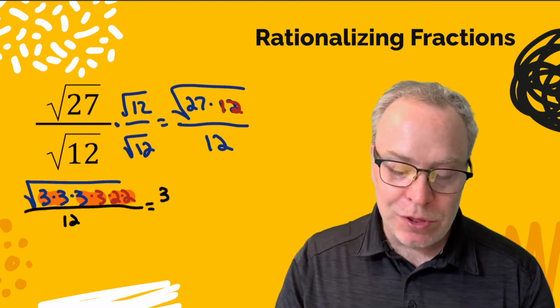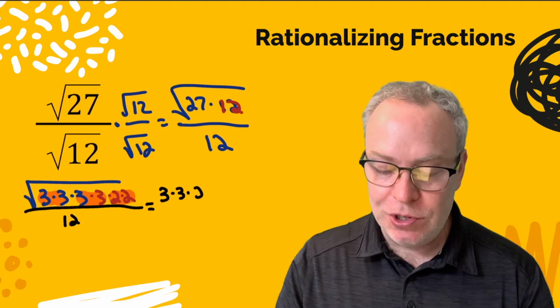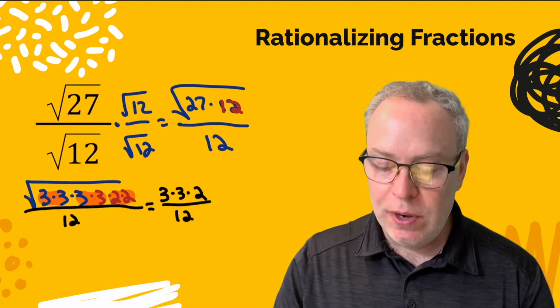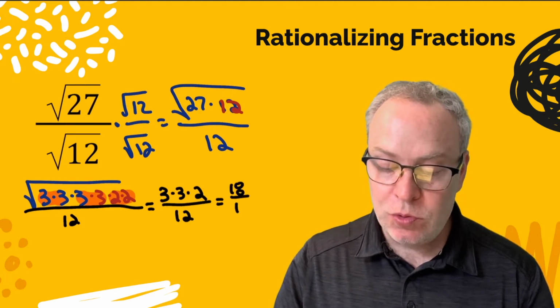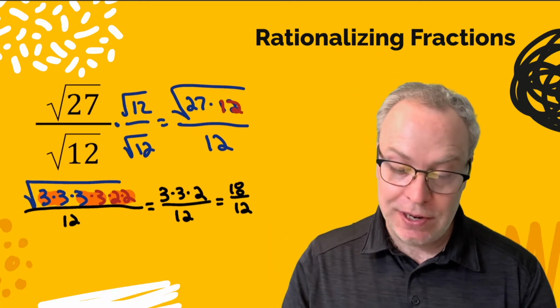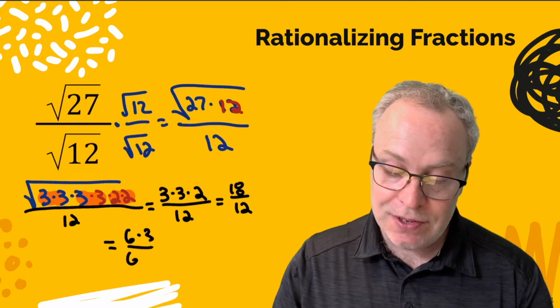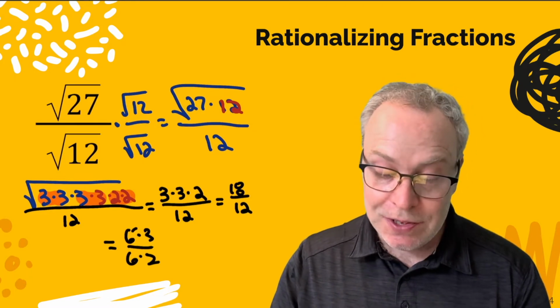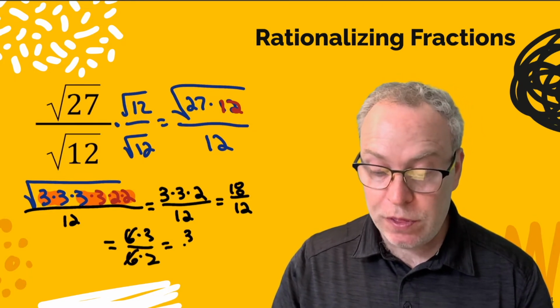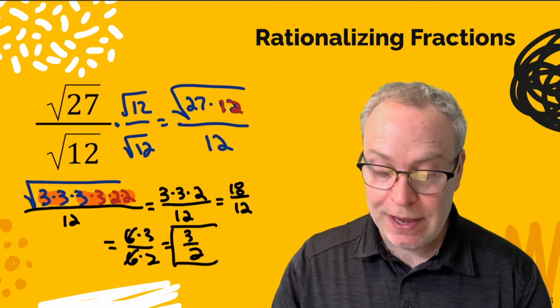So we ended up with 3 times 3 times 2 outside of the radical, which is 18 over 12. And then that fraction can reduce. So 6 times 3 is 18, and 6 times 2 is 12. The 6's cancel, and we're left with 3 halves. That would be your final answer in this one.